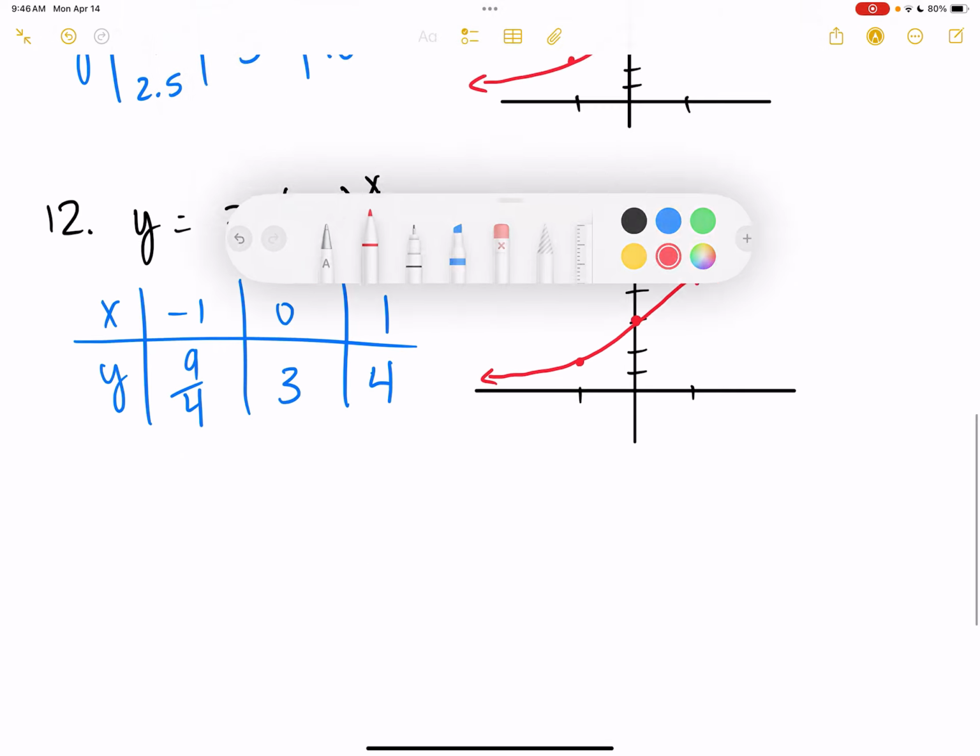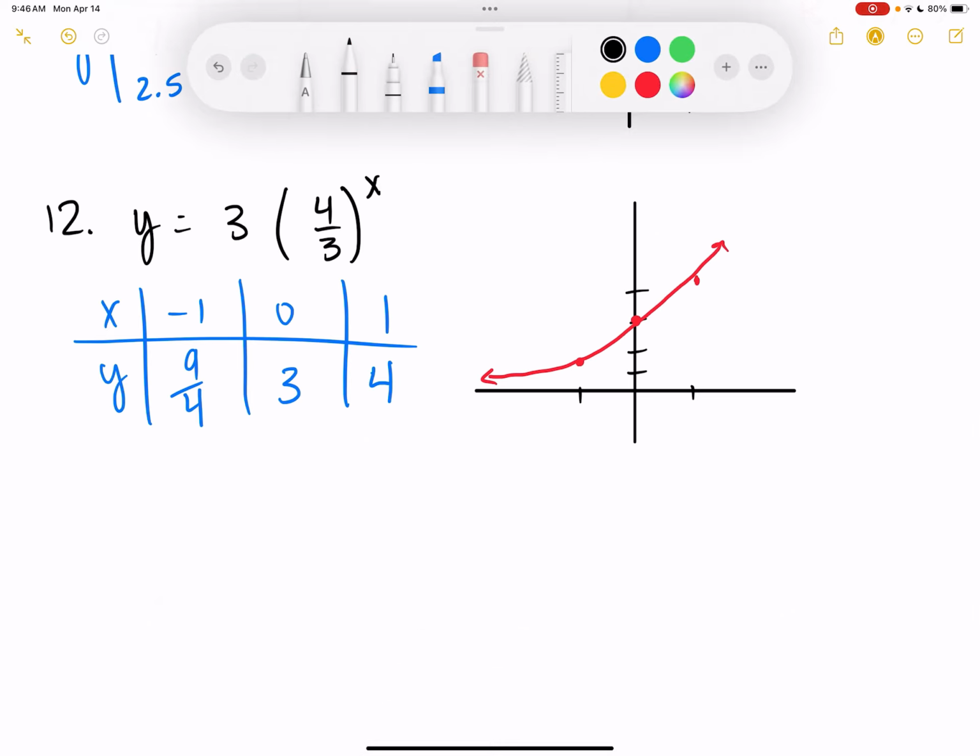18. Y equals 3 to the x minus 2 minus 1. So notice this one has stuff like, it's not just 3 to the x, it's 3 to the x minus 2. And then ultimately it's also minus 1, so that's going to basically be causing our graph to shift downward.